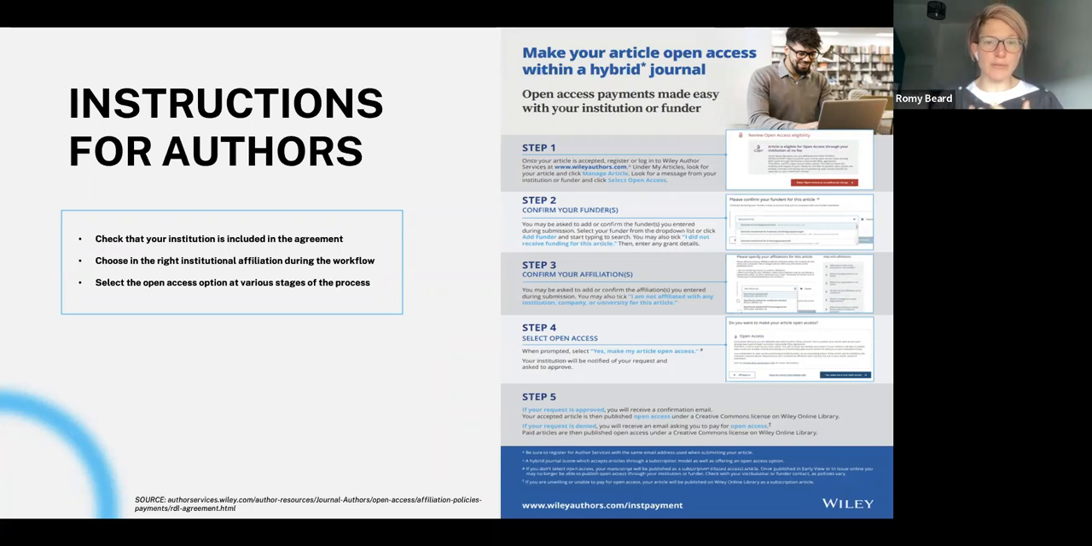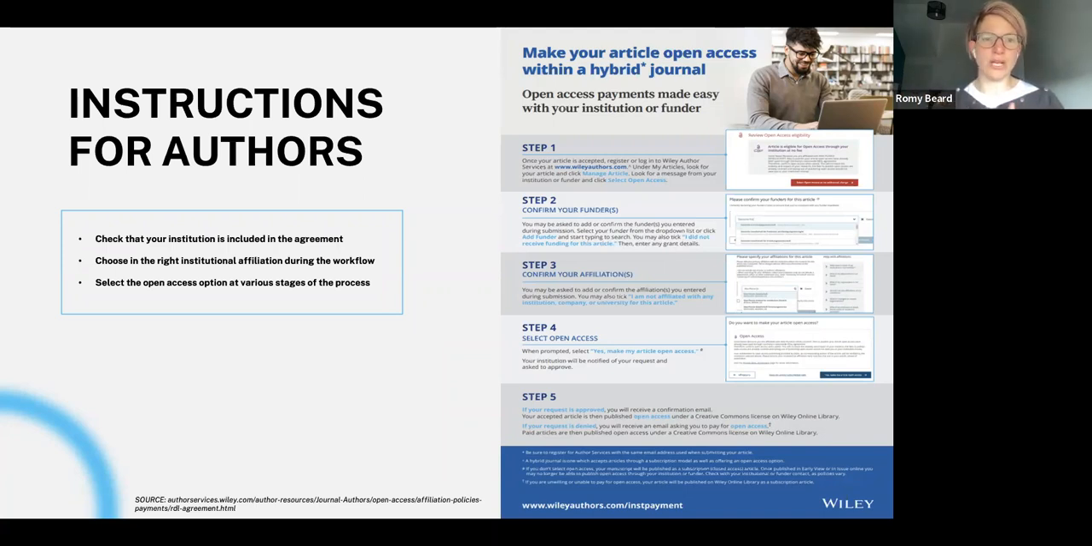So in terms of this agreement, first of all, make sure that your institution is included in the agreement. There's a list of the Danish institutions that can be found there as well. And then make sure you select the right institution affiliation. So if you perhaps have two institutions, make sure you pick the one that is actually included in the agreement.